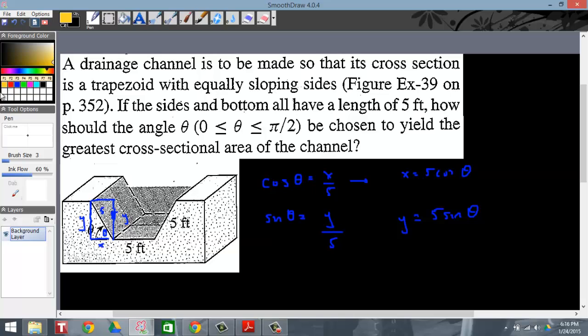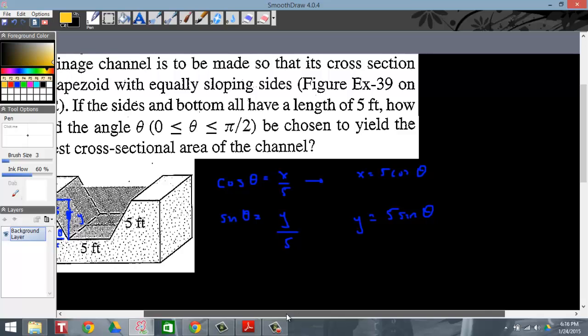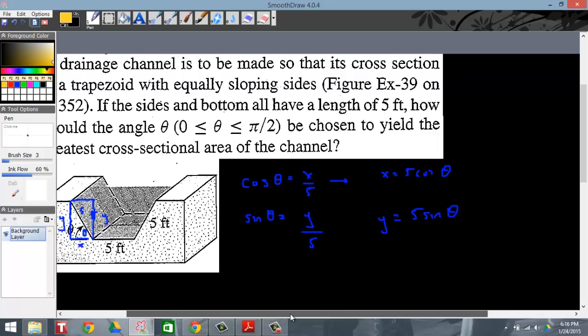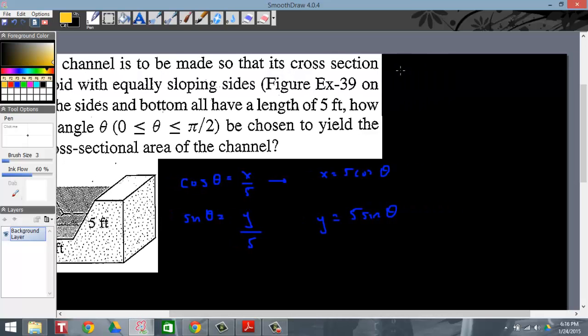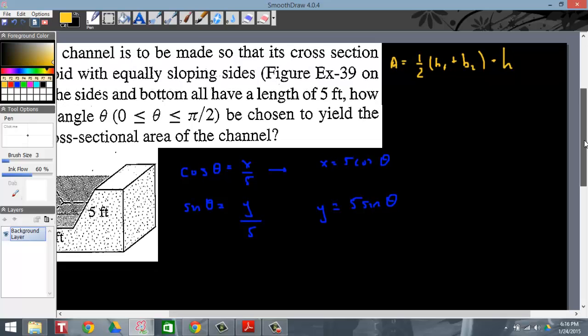Now, why did I put myself through all of that anguish? Because in order to find the area of a trapezoid, I have to revert to this formula right here. The area of a trapezoid is equal to 1/2 times the first base plus the second base, and that's times the height. So, who says geometry is a terminal course?